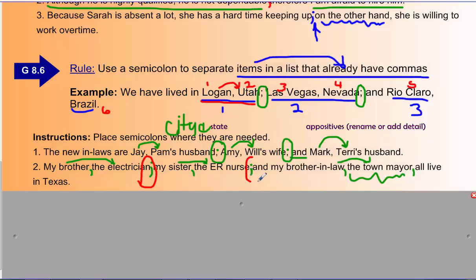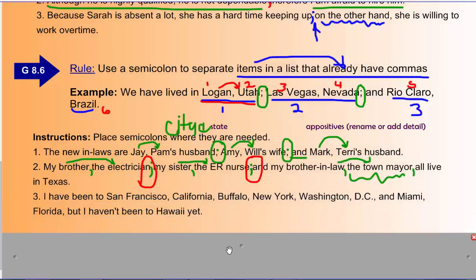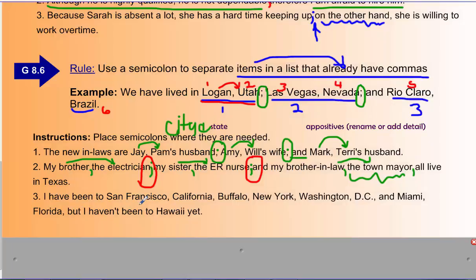All right. I have been to San Francisco, California; Buffalo, New York; Washington, D.C.; and Miami, Florida, but I haven't been to Hawaii yet. I know my geography. San Francisco is in California, Buffalo is in New York, Washington is in the District of Columbia, and Miami is in Florida. So I want to keep those things grouped with the comma, but in between, I need to make this a semicolon so I can help clarify that I haven't been to 8 places. I have been to 4.